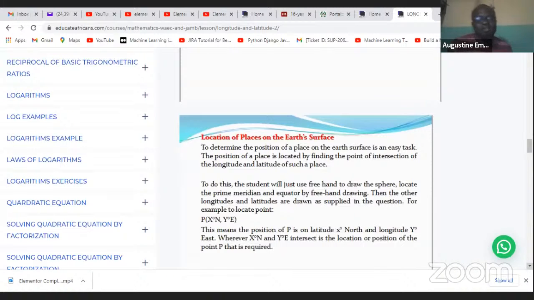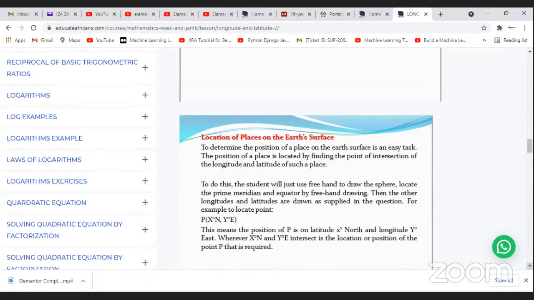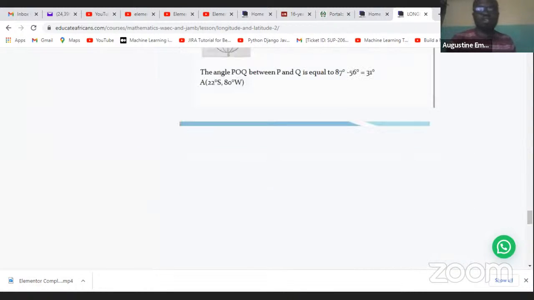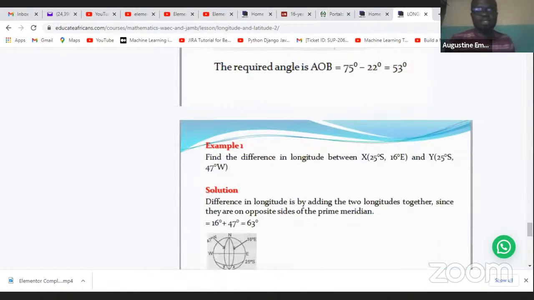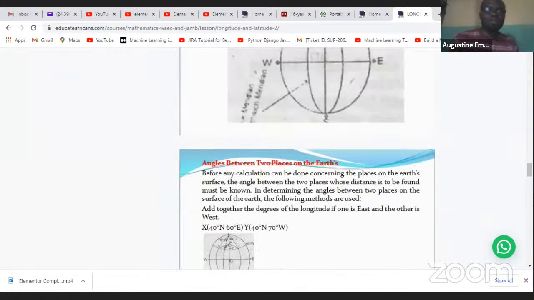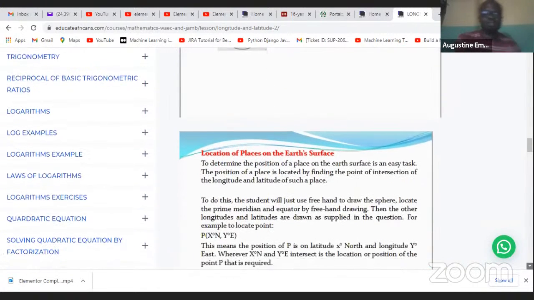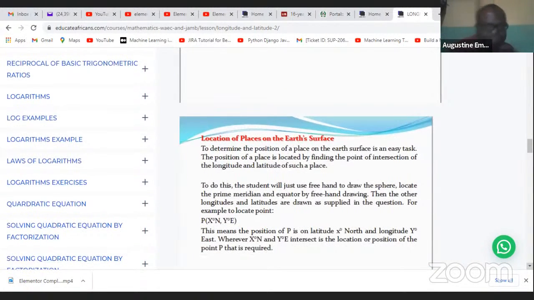Now let's get to the main thing that we need to learn under longitude and latitude. You're simply going to be studying location of places on the surface of the Earth. That is the essence of longitude and latitude. Calculation of location of places on the Earth's surface. That is what we are going to be doing. Once you are done doing it, then you are okay with longitude and latitude. So let's start. Now, to determine the position of a place on the Earth's surface is an easy task.